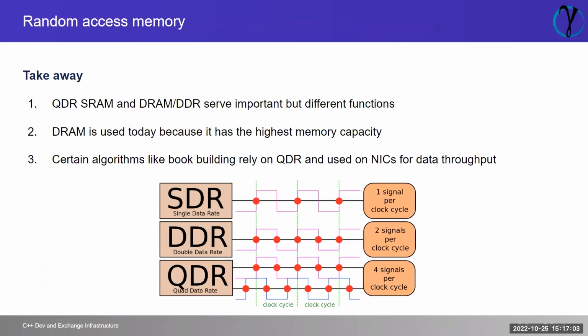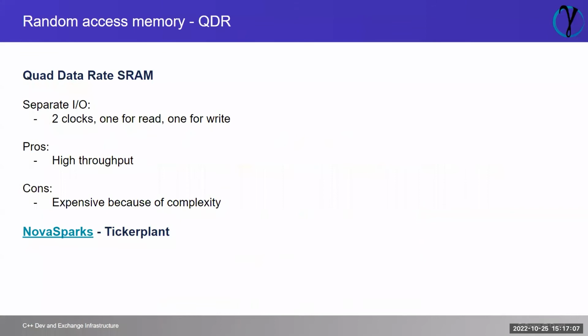And then QDR, which we'll be talking about in a sec, has two clock lines for different things. QDR stands for quad data rate. It's actually an SRAM, not DRAM. And this is what's predominantly used for any memory-important application in high frequency trading.